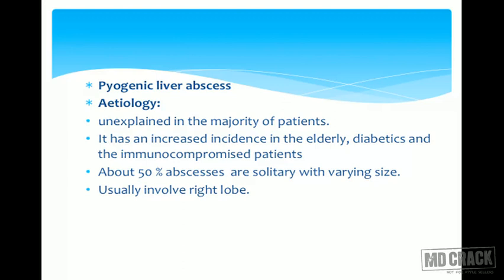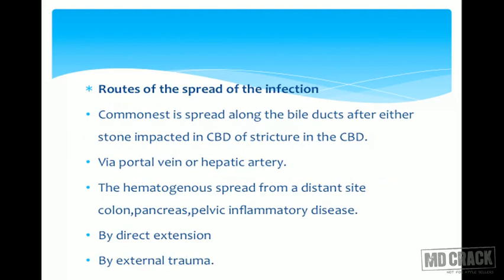About 50% of abscesses are solitary with varying sizes. They usually involve right liver lobe. We'll see what are the routes of spread of infection to the liver. Commonest is the spread along the bile ducts after either stone is impacted in CBD or with the CBD stricture.